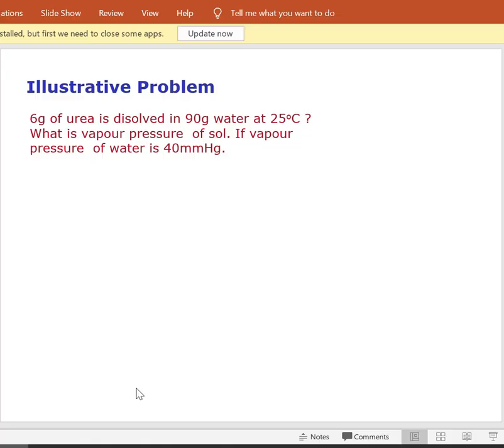Another example. 6 gram of urea is dissolved in 90 gram of water at temperature 25 degrees centigrade. What is the vapor pressure of the solution if the vapor pressure of water is 40 millimeter Hg? What you have to find here is the vapor pressure of the solution, and the vapor pressure of water is given.